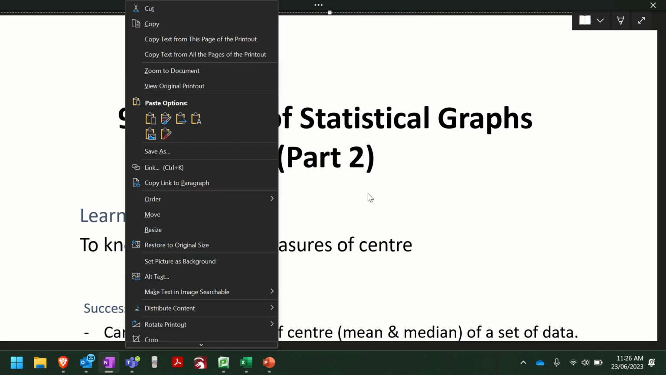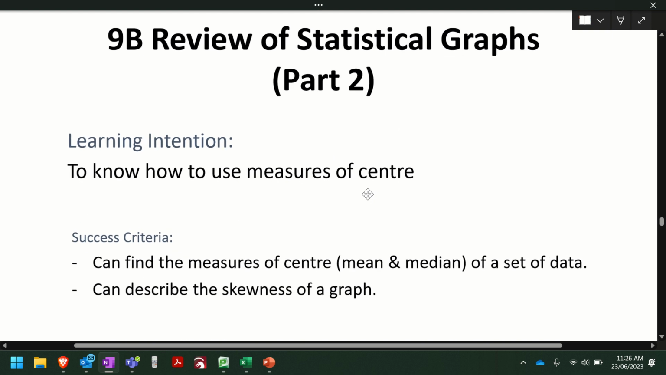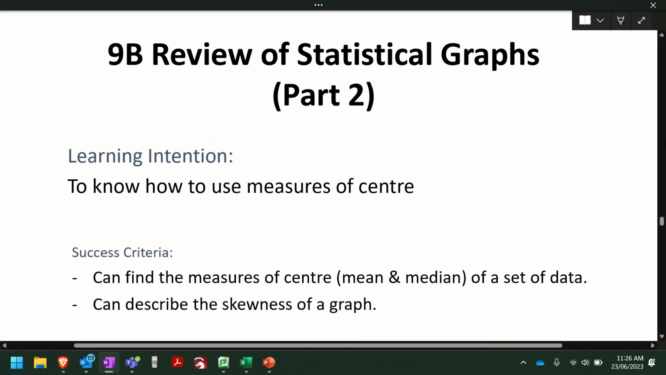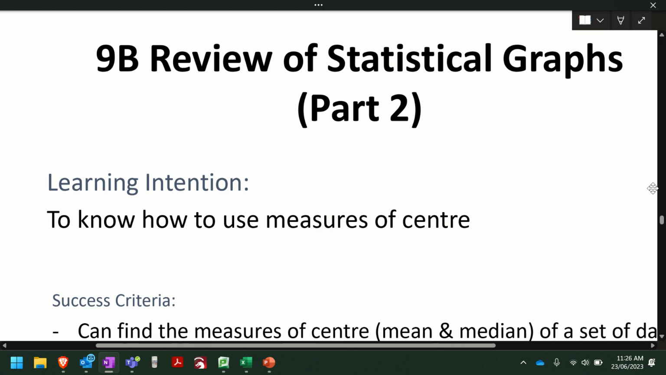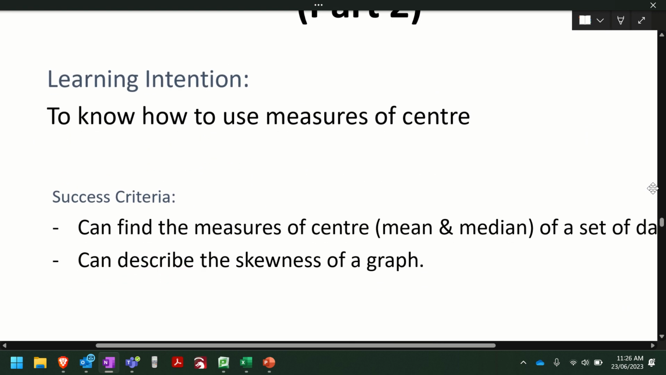Alrighty. I know it sucks, but it's all right. This is not a hard one. This is something that most of you have probably already done at some point in your previous schools. Today's session, we're looking at, again, review of graphs, but this time measures of center.